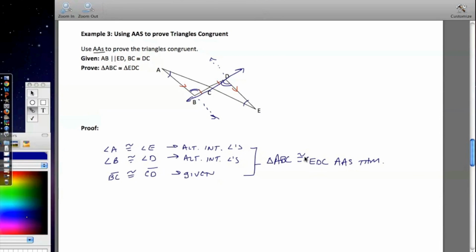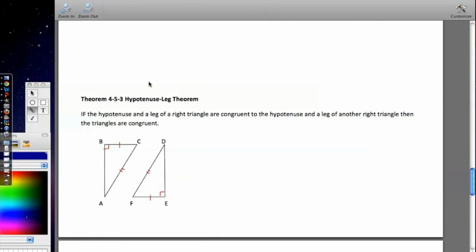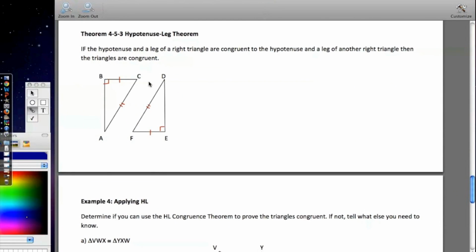There were a couple of different ways we could have done this. I could have shown that these were vertical angles and done angle, side, angle, but they wanted angle, angle, side. It's kind of a beautiful little proof right there. Okay? One last theorem. Go ahead and put this one in your note cards as well.